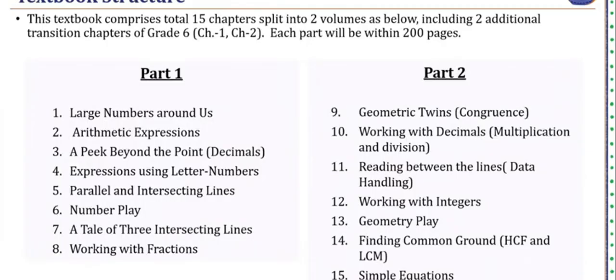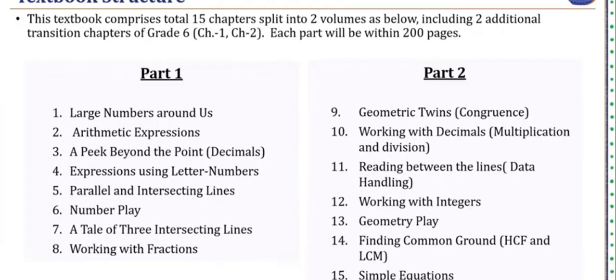The first two chapters are the leftover chapters that we intended to do in class 6: Large Numbers Around Us and Arithmetic Expressions. But for some reason it could not be done there, so they have been introduced as chapter 1 and chapter 2, sort of the transition chapters, as we call them. And then there are, in all, 2 parts, part 1 and part 2. In part 1, we have 8 chapters. In part 2, we have another bunch of 7 chapters.